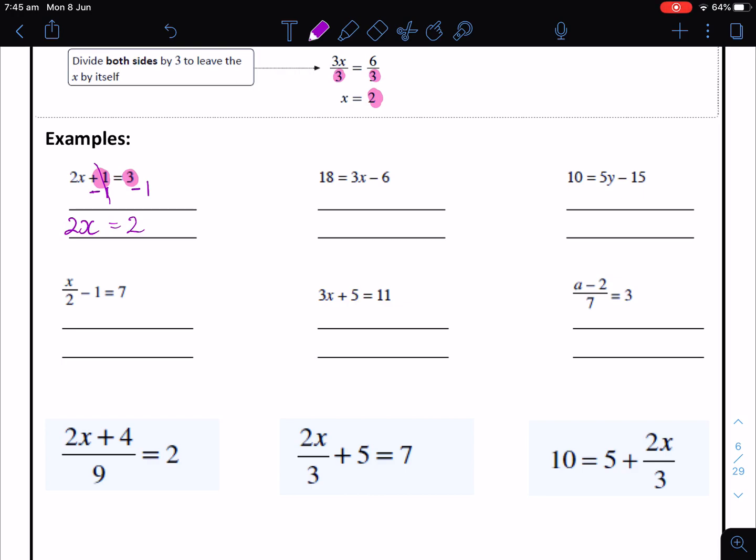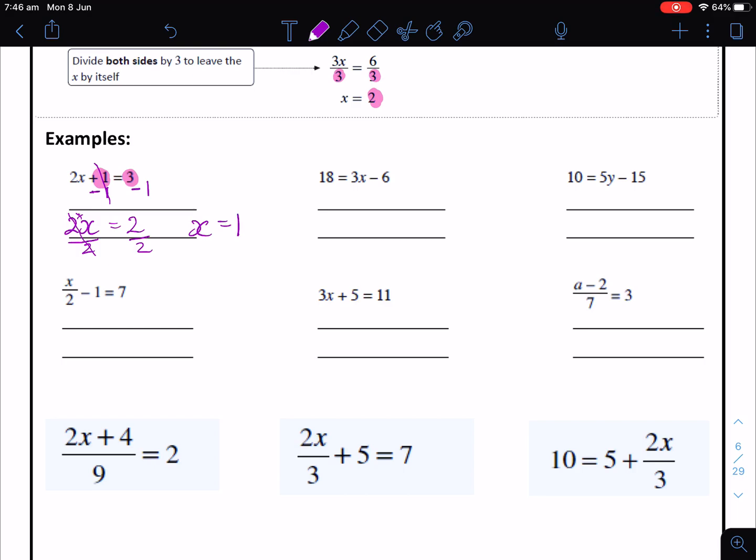We have a one-step equation here. We can see that that's 2 times x, so we're going to divide by 2, okay, which is our inverse operation. 2 divided by 2 becomes 1, so they disappear. And x equals 2 divided by 2, which is 1.